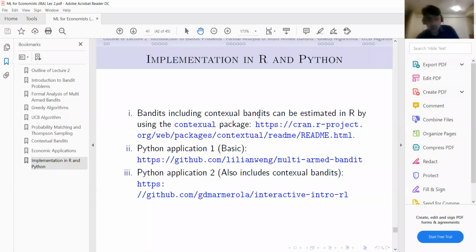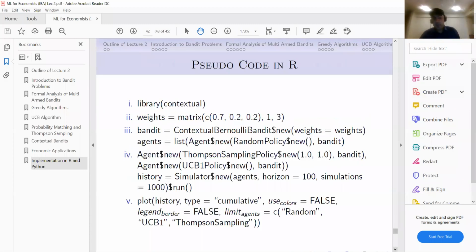In R, which is what I like to use, bandits can be estimated, including contextual bandits but also non-contextual bandits. The package is just called contextual, and it estimates both contextual as well as non-contextual bandits for you. I have the R documentation link here, and I just have a simple code for a Bernoulli bandit. And these are the probabilities.